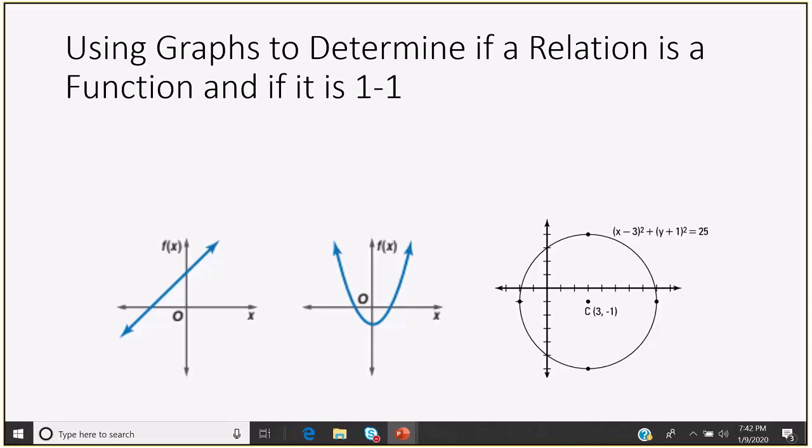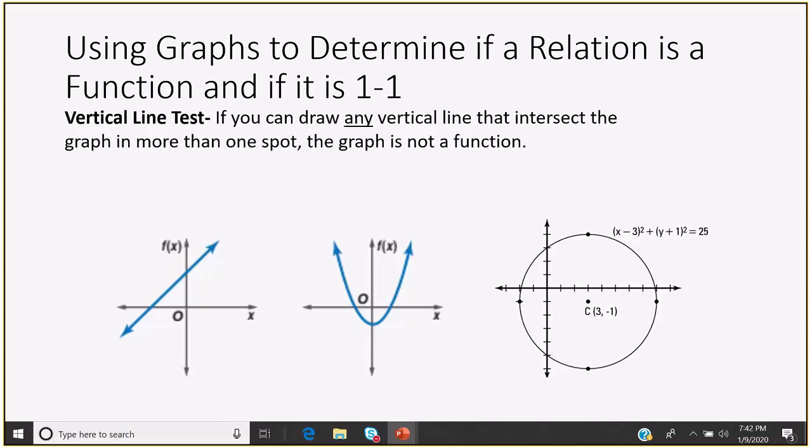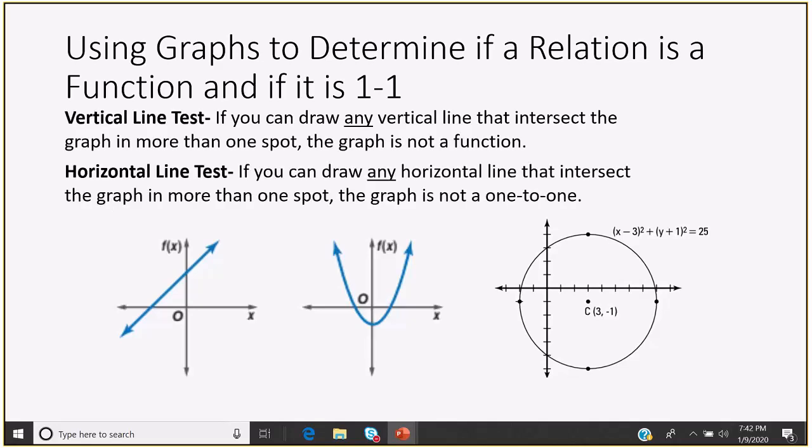And so these two tests are named the vertical line test and the horizontal line test, which makes sense because the definition for one-to-one and the definition for function are so close to each other that the tests should be so close to each other. And how the tests work is, for the vertical line test, we'll focus on that one first, if you can draw any vertical line that would intersect your graph in more than one spot, the graph is not a function. So with these tests, you're trying to prove something is not a function.